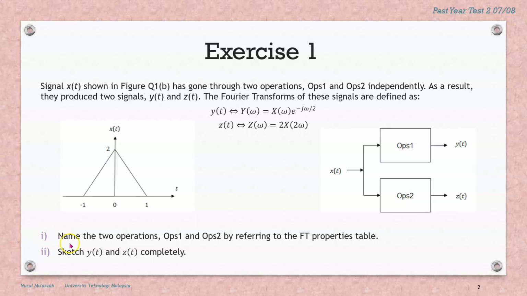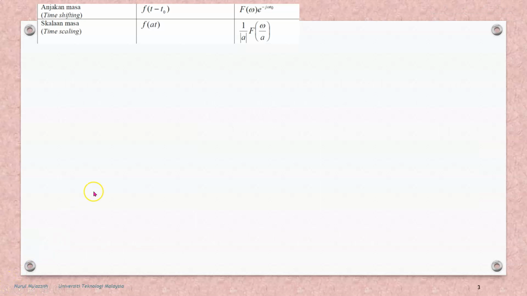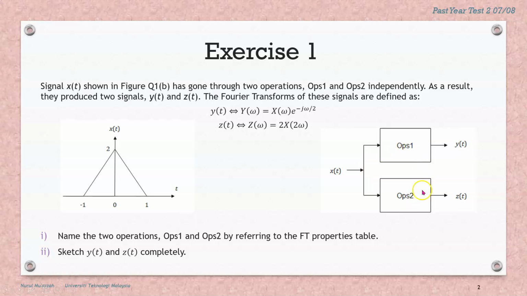For the first question, name the two operations ops1 and ops2 by referring to the Fourier transform properties table. And for question number 2, you need to sketch y(t) and also z(t). In order to determine this operation, we need to look back at the equation for Y(ω). Y(ω) is X(ω) multiplied by exponent negative jω over 2, and Z(ω) is 2X(2ω), meaning that z and y are the Fourier transform for x(t) that has gone through certain operations.